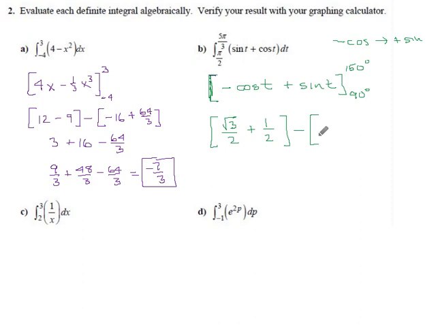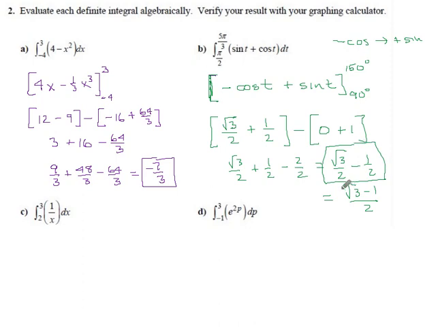Minus, and now we do all that again at 90. Cosine 90 is 0. Putting a negative on has no effect, it's still 0. The sine of 90 is 1. So we get root 3 over 2 plus 1 over 2 minus, instead of 1, I'm going to say 2 over 2. So root 3 over 2 minus 1 over 2. And since those have the same denominator, we can mash them together into one fraction and just say root 3 minus 1 all over 2. This is a decent answer. This is also a decent answer, whatever you like.